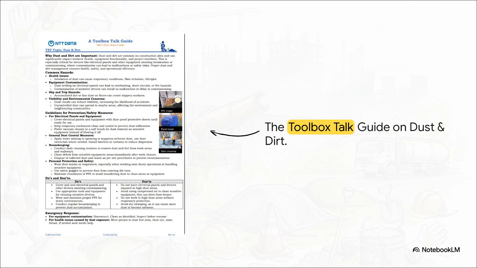This source material is incredibly practical. It lays out the direct impacts on workers' health, equipment functionality, and those all-important project timelines. It's absolutely crucial for things like electrical panels that are just sitting there, waiting for termination or commissioning. So we're going to extract the core lessons from this guide and build ourselves a rock-solid defense strategy.